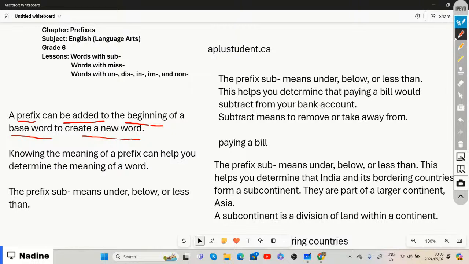And knowing the meaning of a prefix, the letters that you add to the beginning of a base word, can help you to determine the meaning of a specific word. It will make it much easier for you to understand what the base word is and what the prefix is. And then when you put it together, you will be able to find what this new word is that you have created.